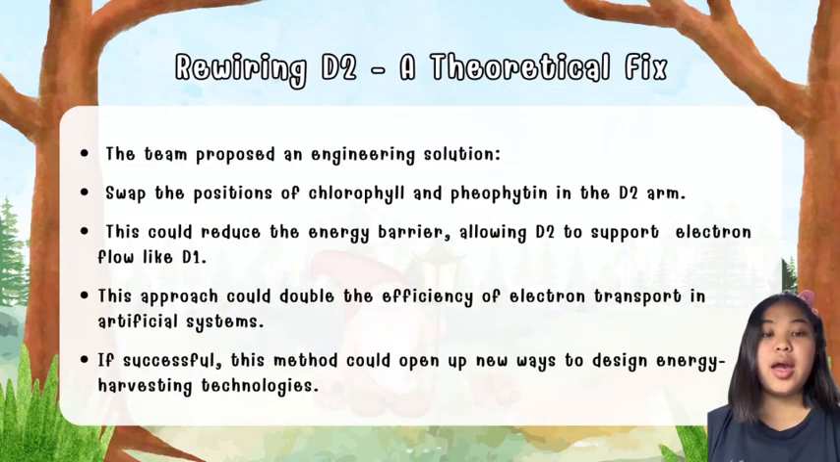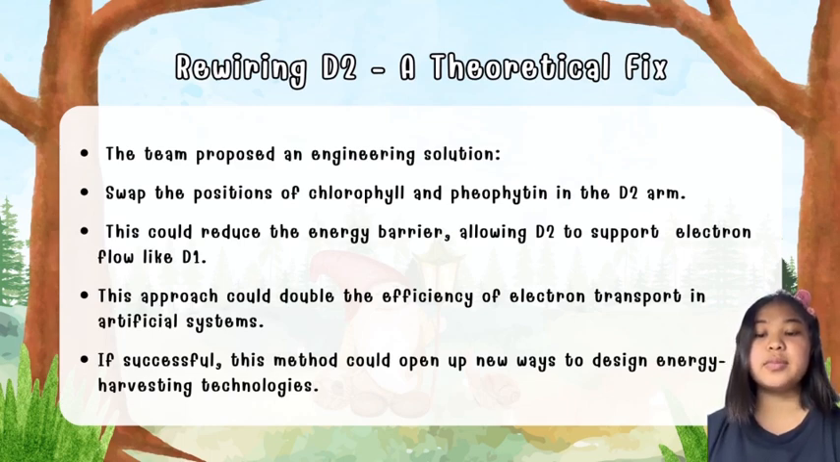Regarding D2, as a theoretical fix, the team proposed an engineering solution: swap the position of chlorophyll and pheophytin in the D2 arm. This could reduce the energy barrier, allowing D2 to support electron flow like D1. This approach could improve the efficiency of electron transport in artificial systems. If successful, this method could open up new ways to design energy harvesting technology.